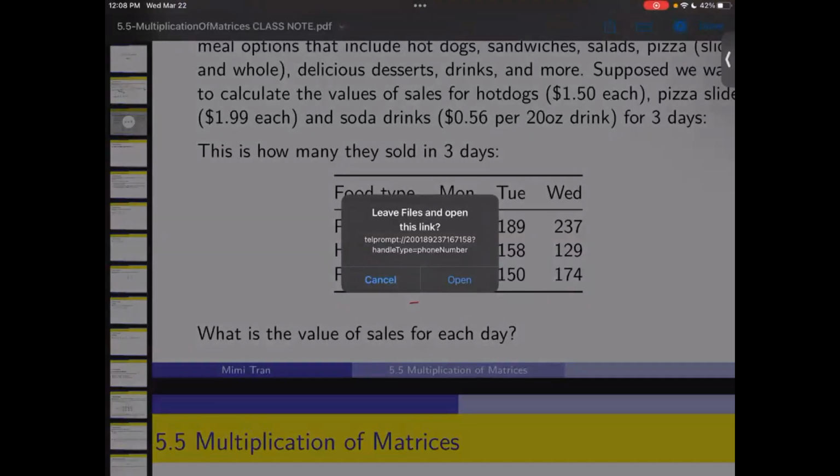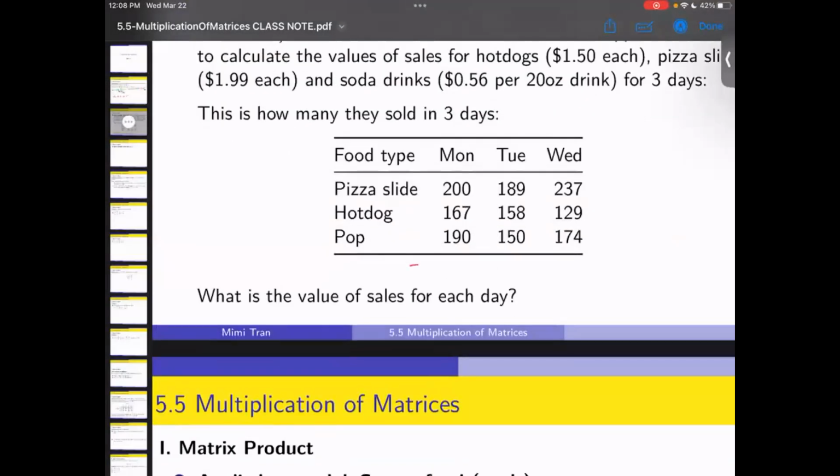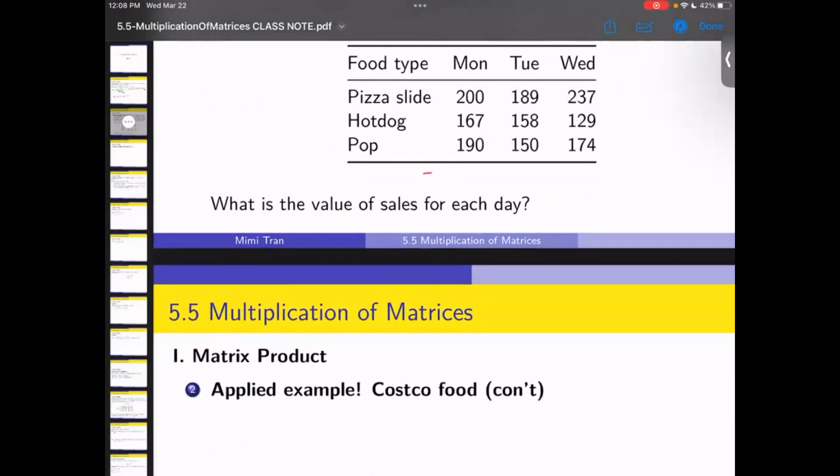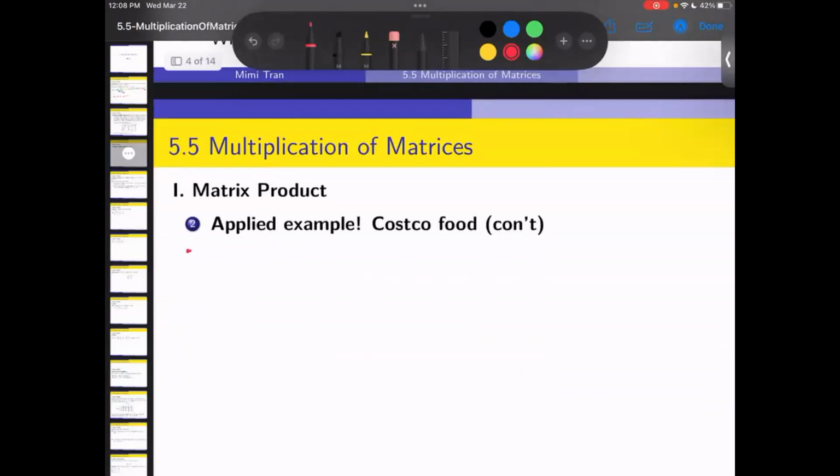I want to calculate the value of a sale for each day. I want to know how much they make on Monday, how much they make on Tuesday, how much they make on Wednesday. So I'm going to calculate value of sale for each day, right? So first, value of sale on Monday.